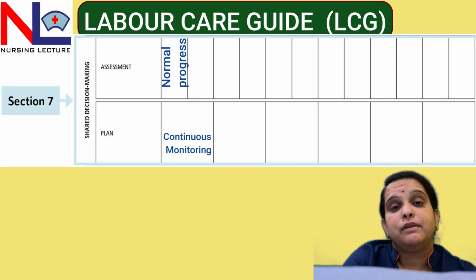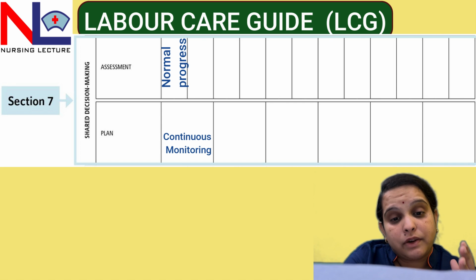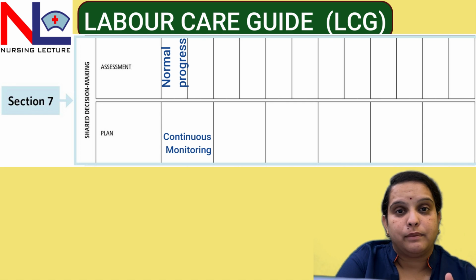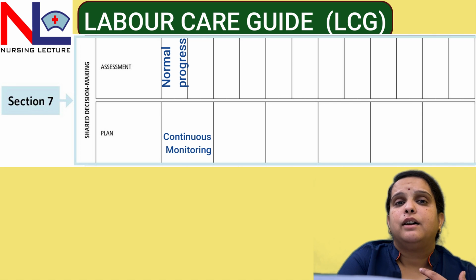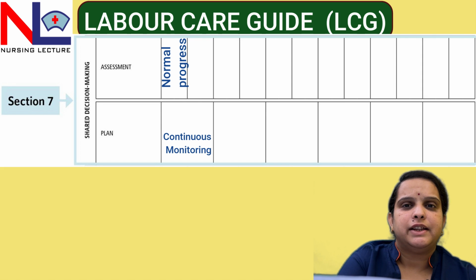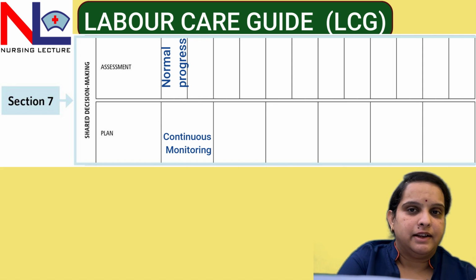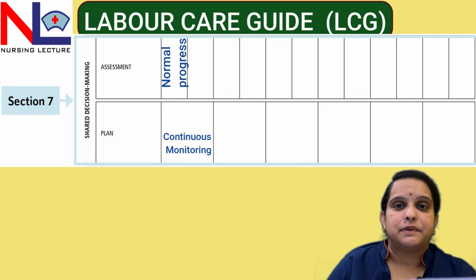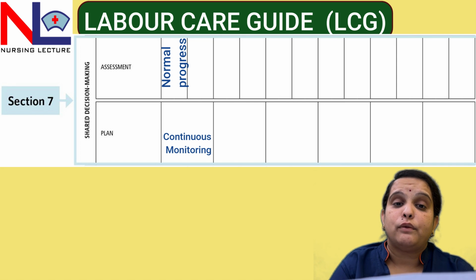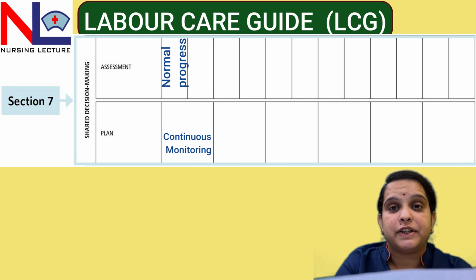So shared decision means whatever we have assessed through all these columns, we have to discuss with the mother as well as with the companion, and we should share the findings, and we can plan with them that we are planning this and you have to cooperate with these findings. So this is how the planning should be shared with the mother as well as with the companion. So this is how we have to plot in the labor care guide in the active first stage of labor.